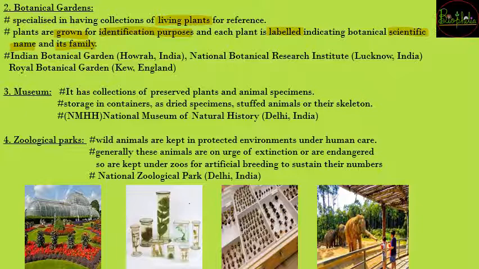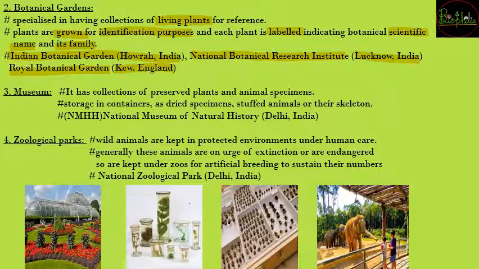A botanical gardens के कुछ examples हैं that you can find those type of living plants. That is, Indian Botanical Garden present in Howrah, India. Second है National Botanical Research Institute situated at Lucknow, India. And the third is Royal Botanical Garden present in Kew, England.